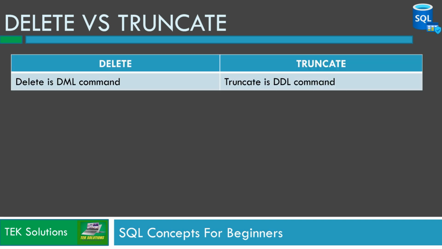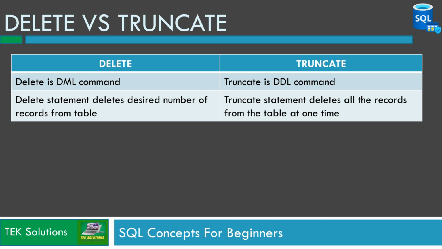First of all, delete is a DML command, which is data manipulation language command. Truncate is a DDL command, that is data definition language command. Difference number two, delete statement deletes desired number of records from the table. You can target particular records to be deleted. Whereas truncate statement deletes all the records from the table at one time. You do not have a choice or option to select particular records while truncating it.